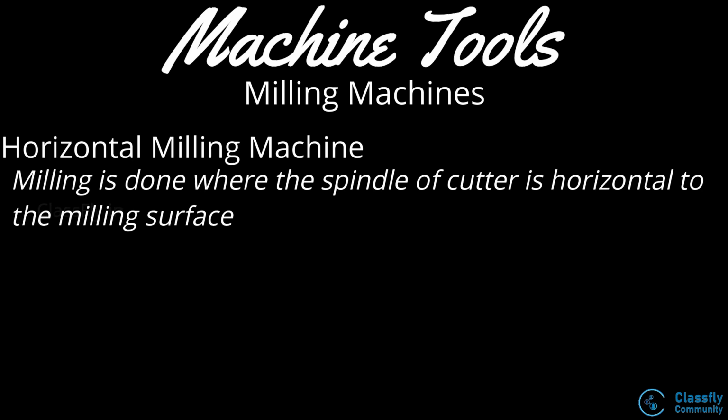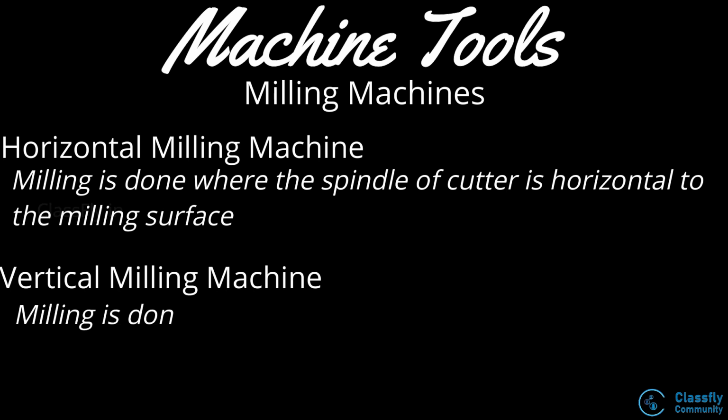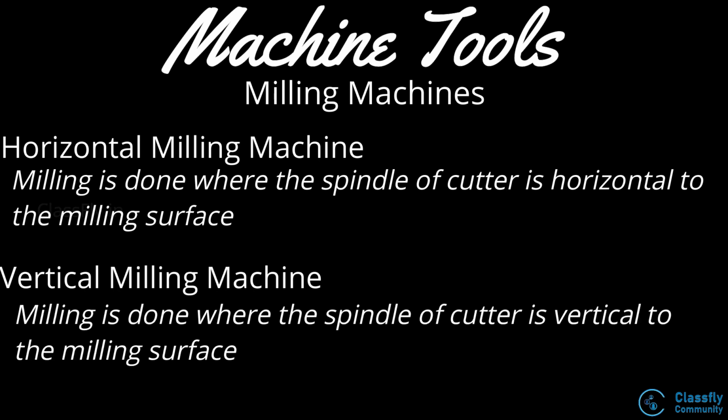Then we studied about the different types of milling machines, that is the horizontal milling machine, where the milling operation is carried out by a spindle which is horizontal to the surface of the workpiece, and then a vertical milling machine where the milling operation is carried out by a spindle which is vertical to the surface of the workpiece to be operated. Well, then we studied about the CNC machines.